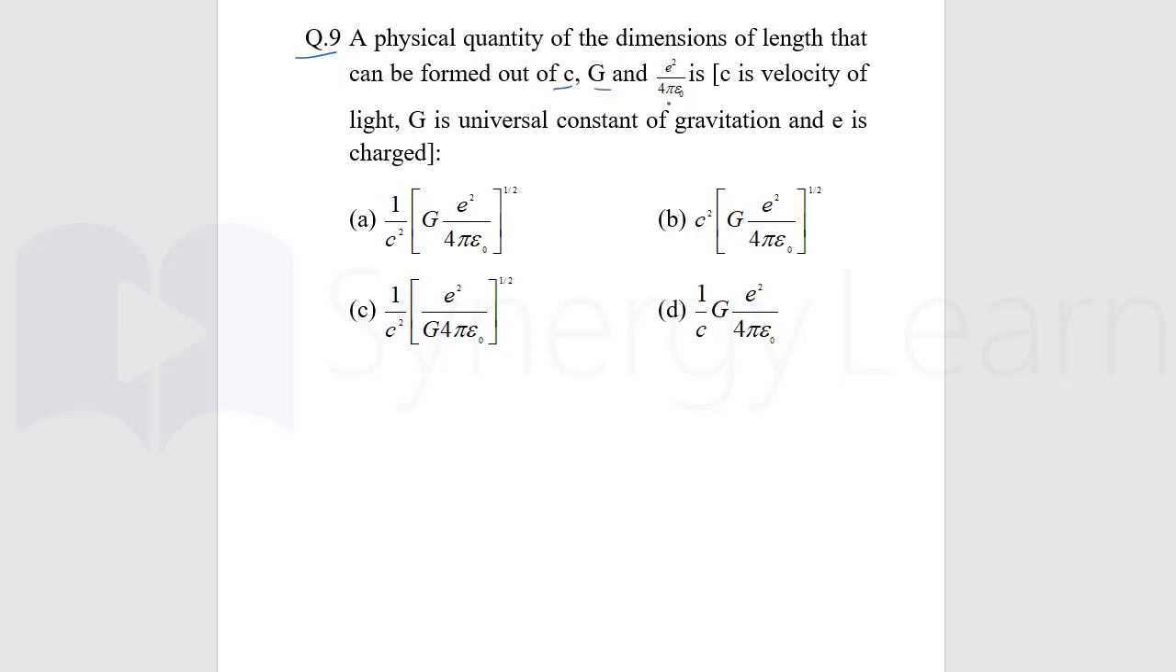In question 9, it says a physical quantity of dimension of length that can be formed out of C, G, E square by 4 pi epsilon naught, where C is the speed of light, G is the gravitational constant, and E is charge. So see, the general method says that let the physical quantity P be proportional to C power A, G power B, and the third quantity (E square by 4 pi epsilon naught) power D. Writing their dimensions and equating them, we can get the equations, but it is quite time consuming. So look at the form of the quantities, they are interrelated to each other.